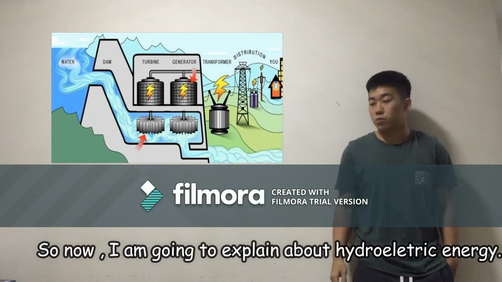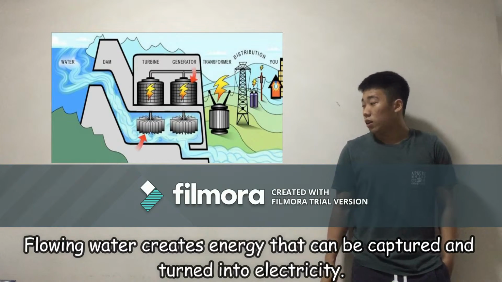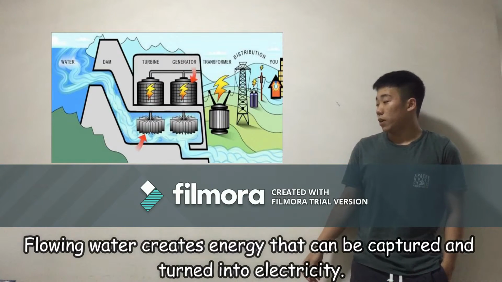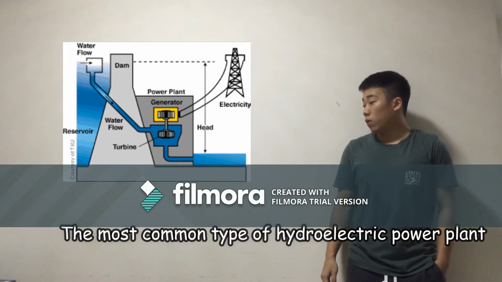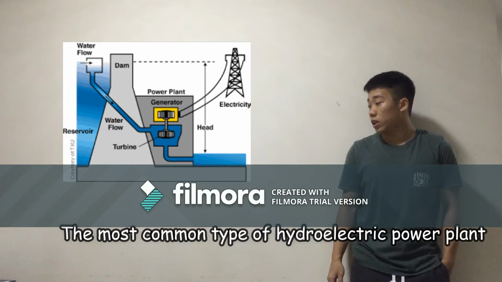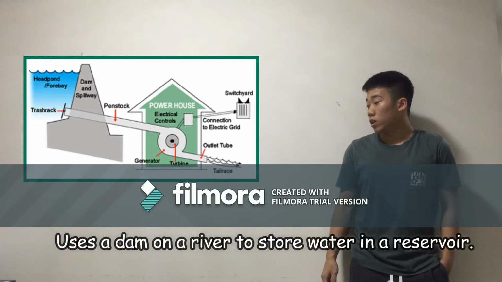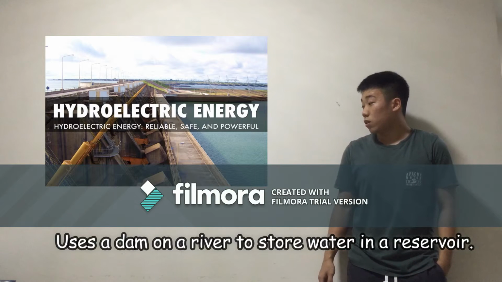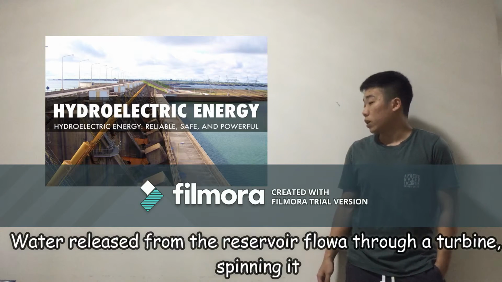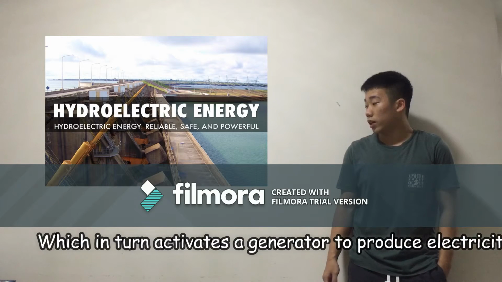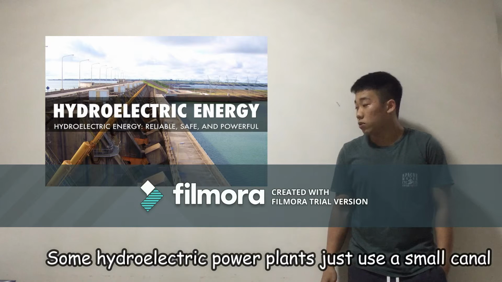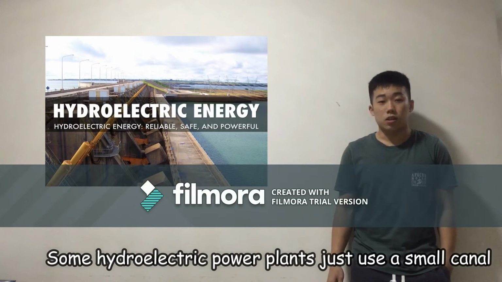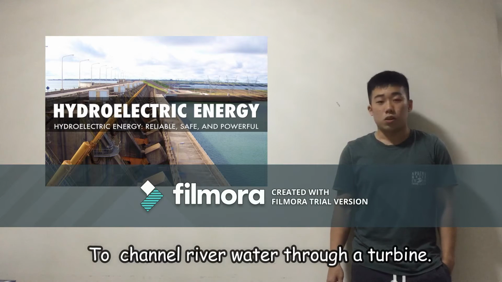So now I am going to explain hydroelectric energy. Flowing water creates energy that can be captured and turned into electricity. This is called hydroelectric power or hydropower. The most common type of hydroelectric power plant uses a dam on a river to store water in a reservoir. Water released from the reservoir flows through a turbine, spinning it, which in turn activates a generator to produce electricity. But hydroelectric power doesn't necessarily require a large dam. Some hydroelectric power plants just use a small channel to direct the river water through a turbine.